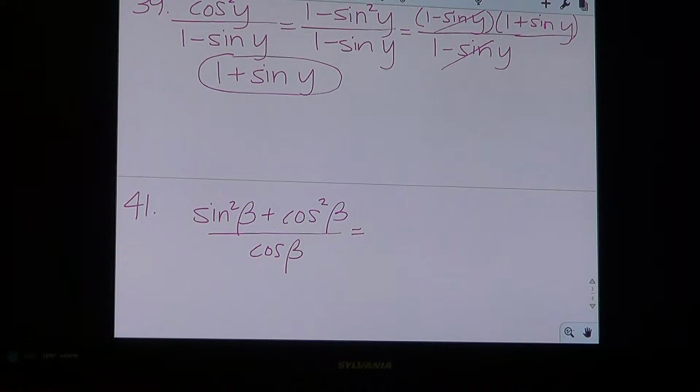Like the sine squared could be 1 minus cosine. What's sine squared plus cosine squared? The whole top could change to 1. So it'd be 1 over cosine of beta.